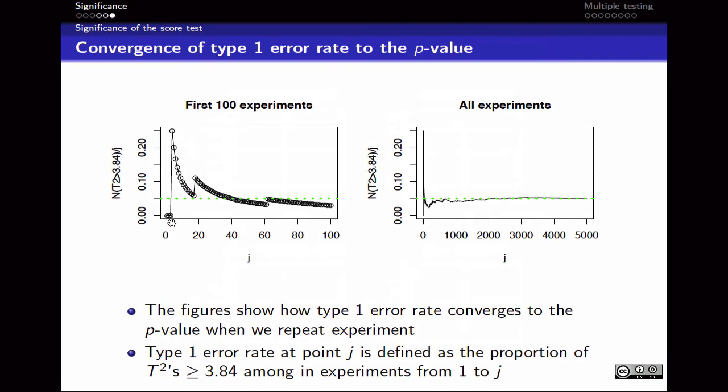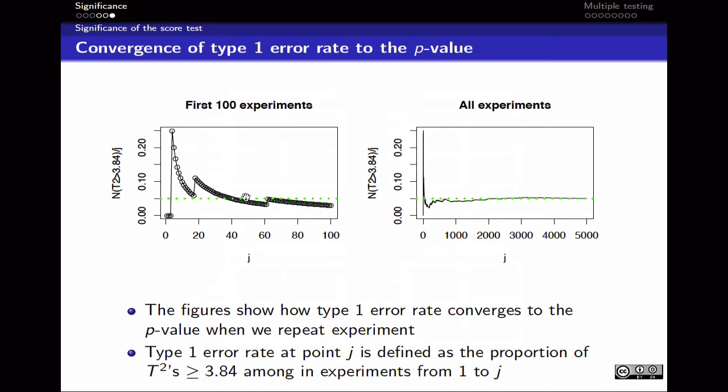And then in experiment number 4 I had the occurrence of type 1 error. We obtained the test statistic of 4, and then 1 out of 4, type 1 error becomes 25%. And then in the following experiments the null hypothesis is not rejected, so type 1 error becomes smaller, and then around the 19th experiment I have another occurrence of type 1 error, and so on and so forth.